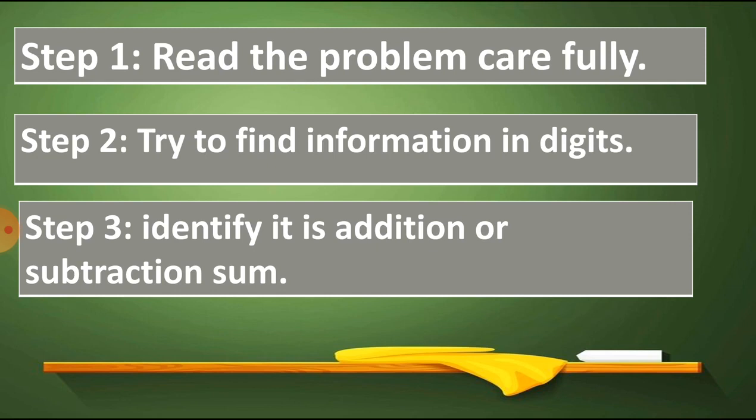I repeat these steps again so you will understand better. Step number 1 is read the problem carefully. Step number 2, try to find information in digits. Step number 3, identify whether it is addition or subtraction sums. This way we can solve these types of sums.